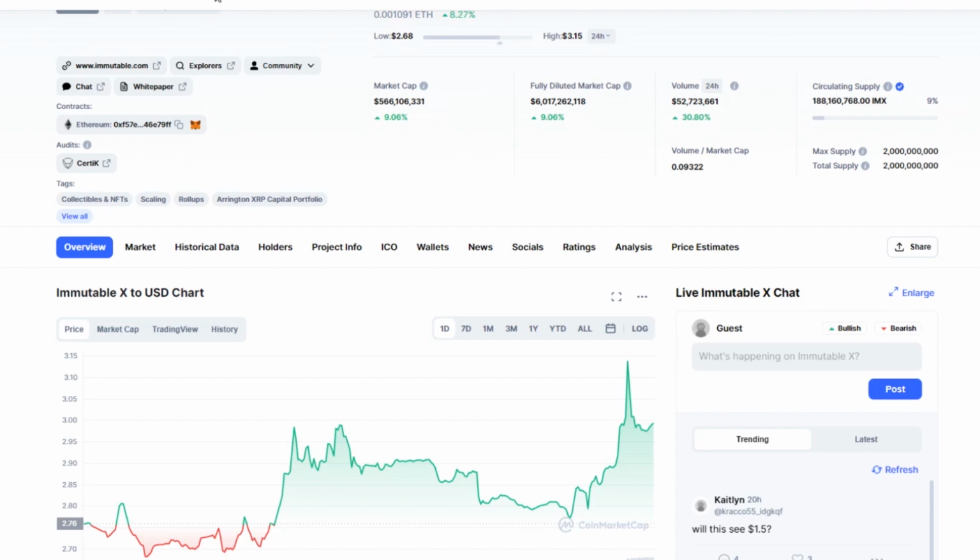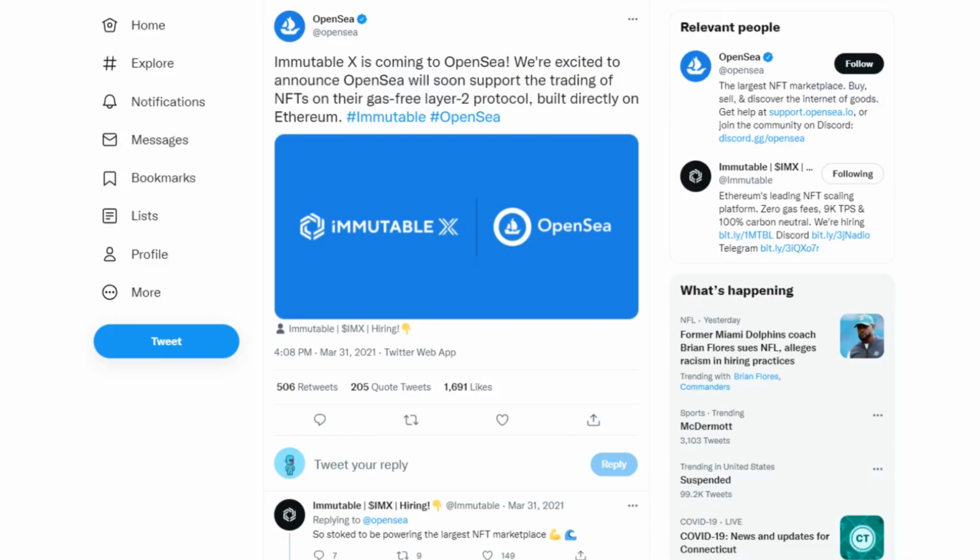For those of you who don't know, IMX is an L2 built on Ethereum that allows gas-free trading. A lot of games and NFTs are being built on IMX. It's still a very undervalued project, in my opinion. And I want to talk about what's going to make this really surge, okay? And the key takeaway here is this.